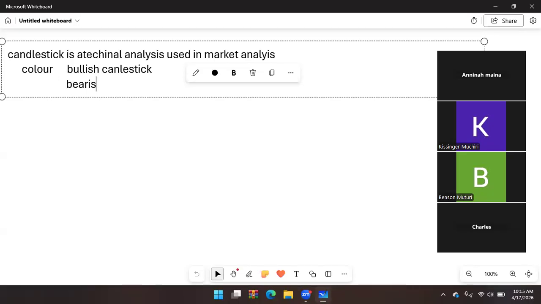A bullish candlestick is normally represented using a blue or green color candle, whereas a bearish one is normally represented by a red candle.